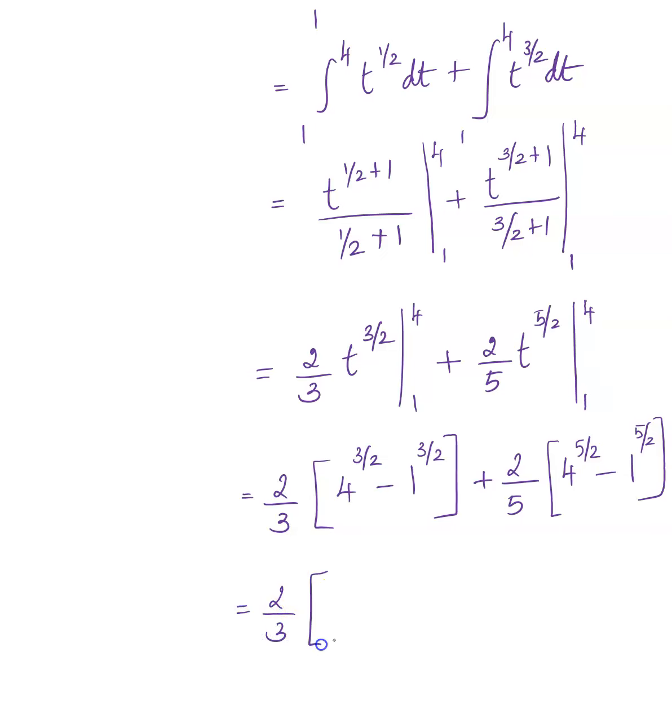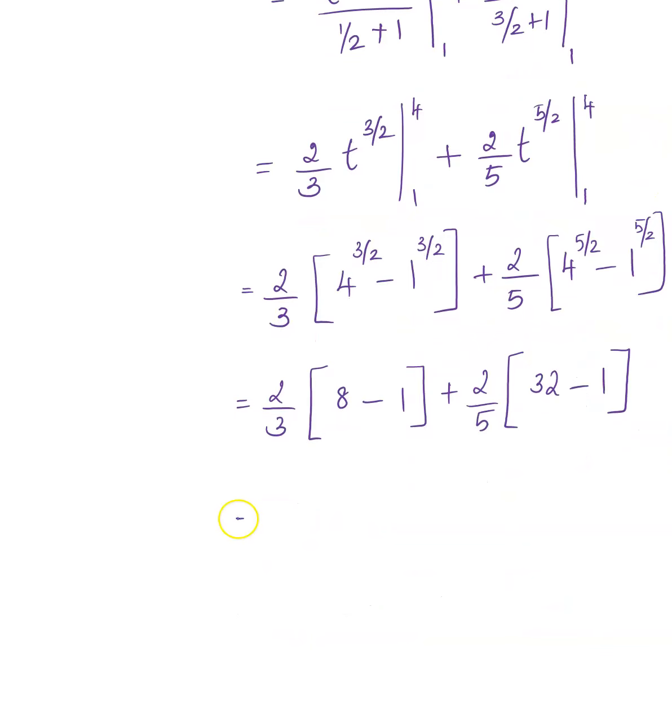2 over 3. Again, 4 power 3 over 2 is square root of 4, the whole cubed. Square root of 4 is 2. 2 cubed is 8. Minus 1 power anything is 1, so that's good. Plus 2 over 5. Same here. Square root of 4 power 5. Square root of 4 is 2. 2 power 5 is 32. Minus 1. Now it's pure algebra.